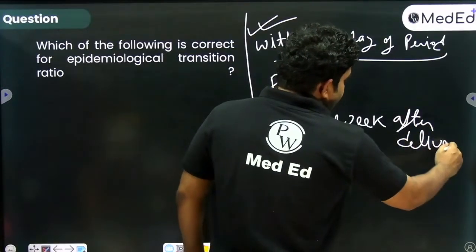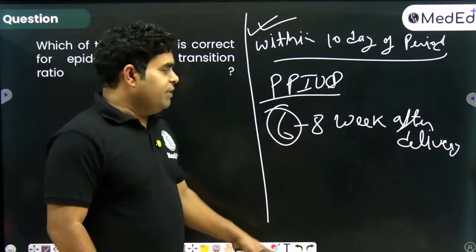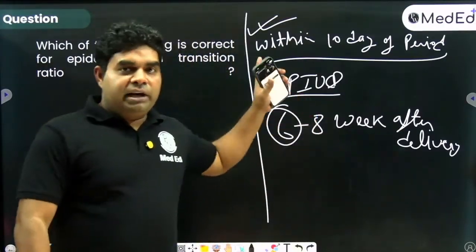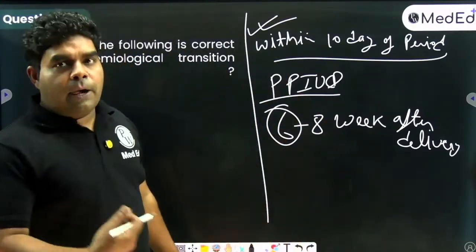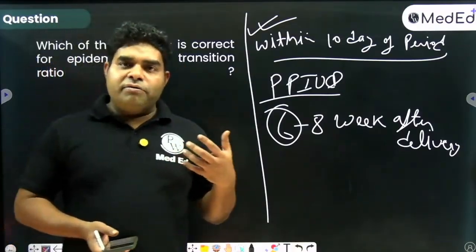Because the female comes for the first 5 vaccines at 6 weeks, at this time you can insert an IUCD, at 6 to 8 weeks. So up to 8 weeks after delivery we can put it, because in the first 3 months, due to lactational amenorrhea, there is less chance of pregnancy.